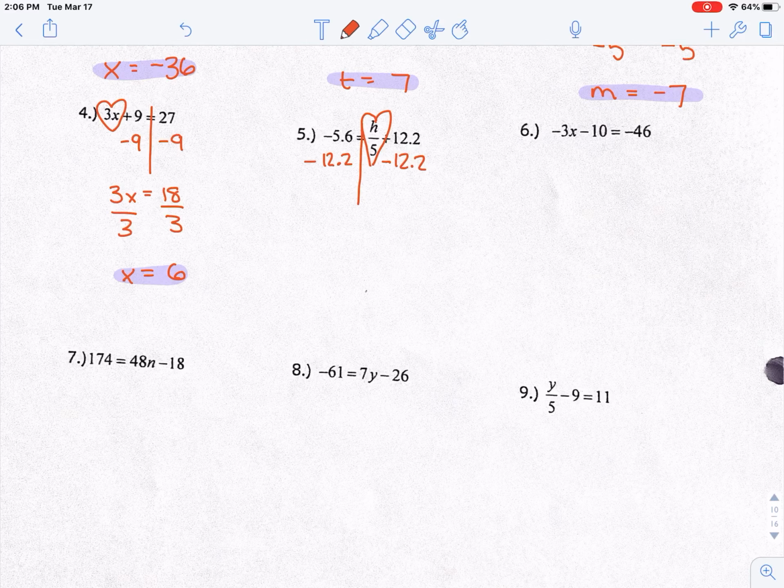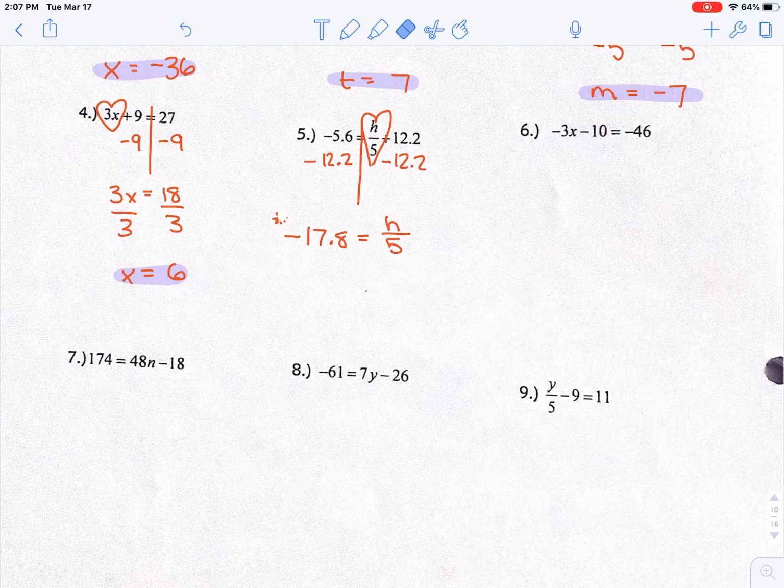Now remember, whenever you have a negative minus a negative, just add your numbers together regularly and stick on that negative sign. So we have negative 5.6 minus 12.2. If we add those together, we get 17.8. Again, make sure you have that negative sign. That's important. And we have that is now equal to h over 5.